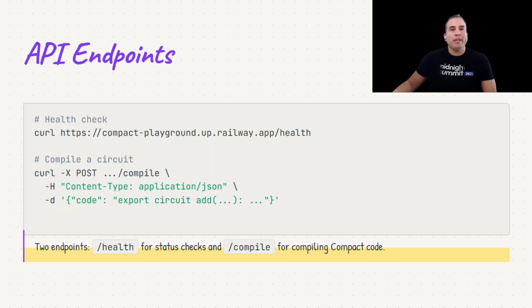The API is minimal, just 2 endpoints. Health tells you if the server is running and if the compiler binary is available. And compile takes your Compact code as JSON and returns the compilation results. That's intentionally simple. You can call this from curl, from Postman, from a VS Code extension, from a CI pipeline. Anywhere you can make an HTTP request. We will use both of these in the hands-on section.